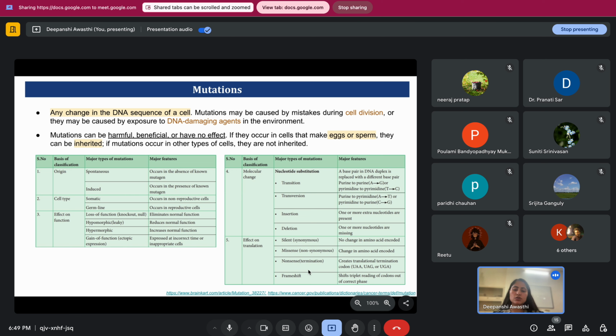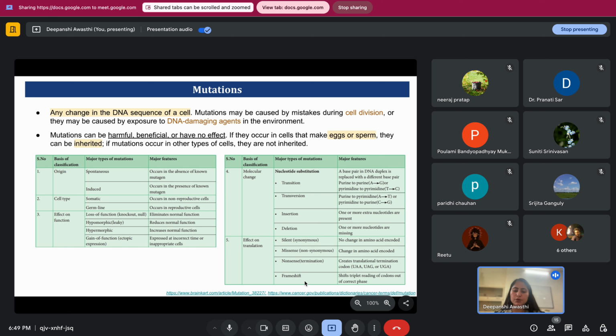Then come nonsense or termination mutations. These are the mutations in which the nucleotide is changing in such a way that now it is coding for a stop codon. So it will lead to premature termination of our protein, because now the codon will be converted to a stop codon, so no amino acid will bind to that and it will terminate our protein. So these are nonsense mutations.